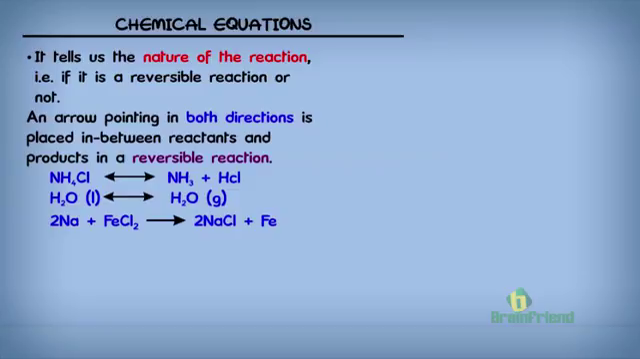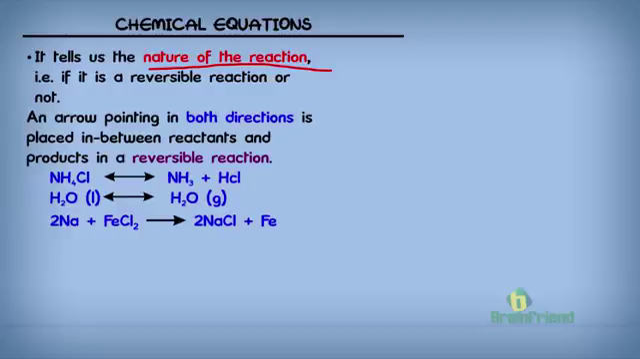Two, chemical equations tell us the nature of the reaction. It tells us if the reaction is a reversible reaction or an irreversible reaction. An arrow with two heads pointing in both directions is used to show that a reaction is reversible. Reversible reactions simply mean reactions that can go from reactants to products, and can also go from the products back to the reactants.